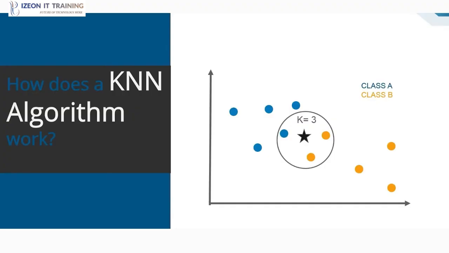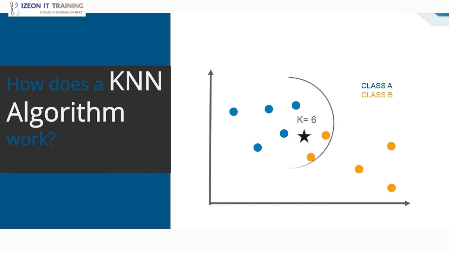Well, at this point of time, you can ask, how will you calculate the least distance? So once you calculate the distance, you'll get one blue and two orange points which are closest to the star. Now, since in this case we have a majority of orange points, you can say that for K equals 3, the star belongs to class B. Or you can say that the star is more similar to the orange points.